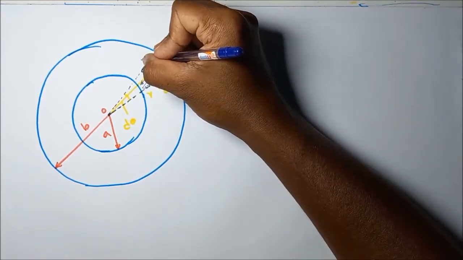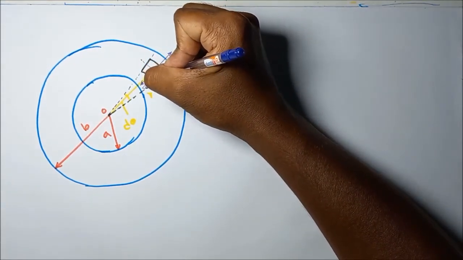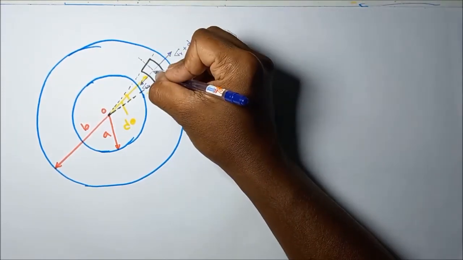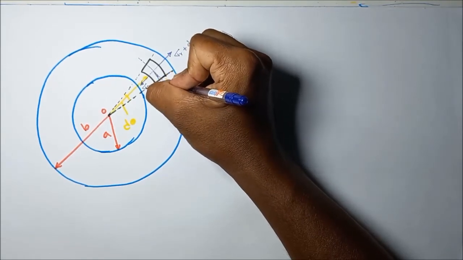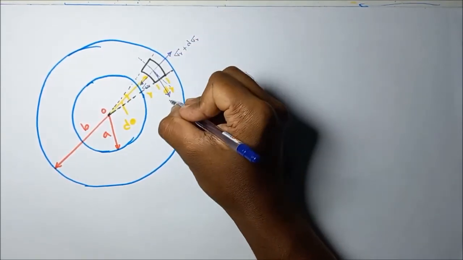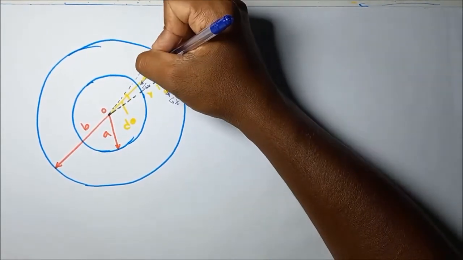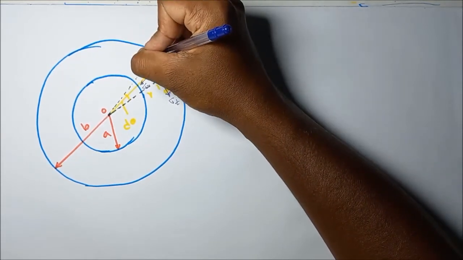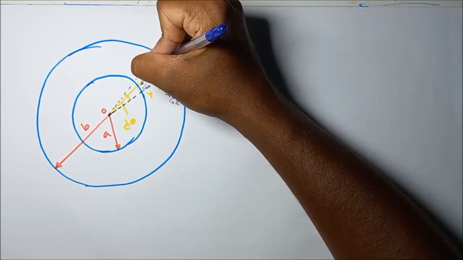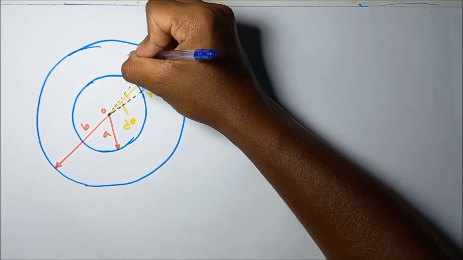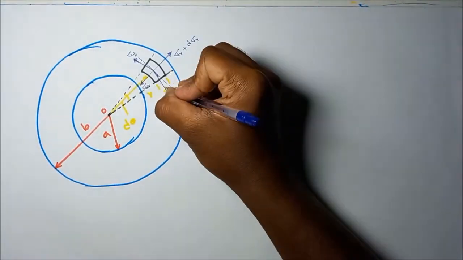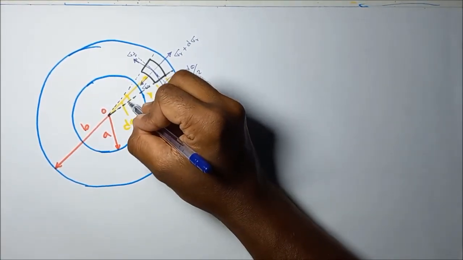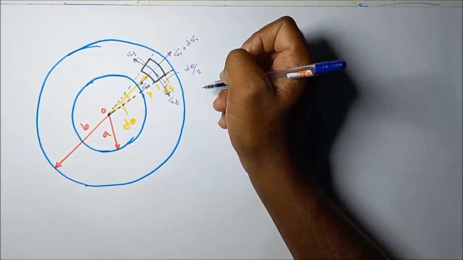Okay, let me draw the perpendicular to this radial line. Then the tangential stresses we can mark in this manner. Sigma t, that means the stress acting on this face, I will mark that way. Here also it's a symmetric sigma t. Then this angle is equal to d theta divided by 2, because this whole angle is d theta.